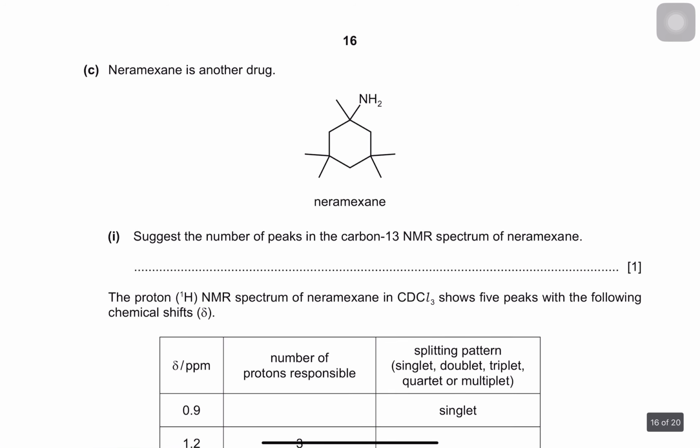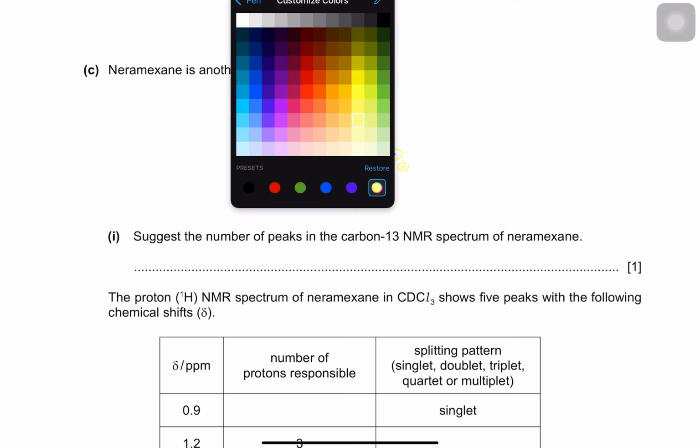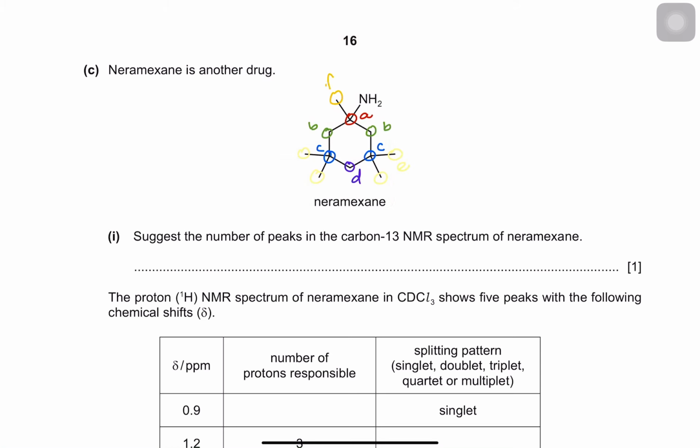Next is the number of peaks in the carbon 13 NMR. We get one peak here, A. This is going to be B. This is going to be C. This is going to be D. This is going to be E. This is going to be F. A, B, C, D, E, F. That's going to be 6 peaks.